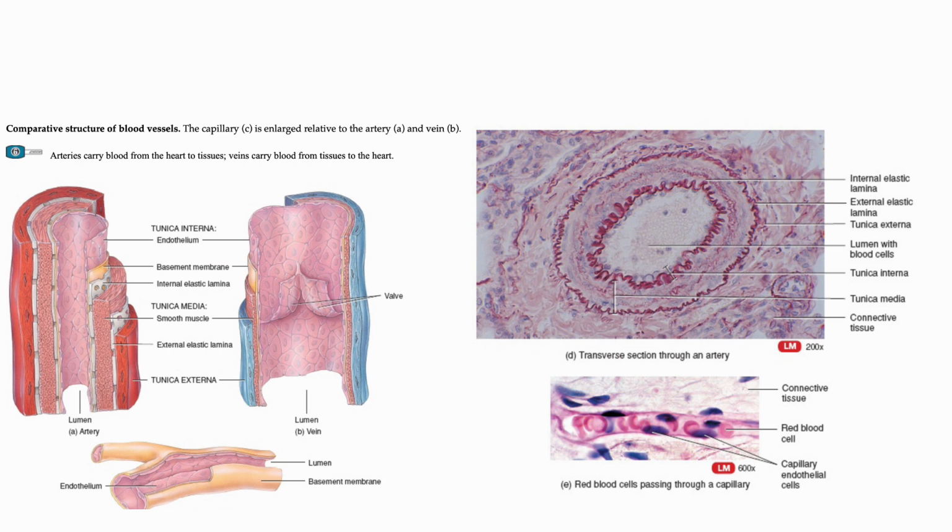One other feature to point out in the illustration of the vein is the presence of valves in the vein. We typically find several of these cup-shaped extensions of the tunica interna in veins occurring in the limbs. Since gravity tends to work against the flow of blood toward the heart, and the blood is under low pressure, these valves help to prevent the backward flow of blood as it returns to the heart.